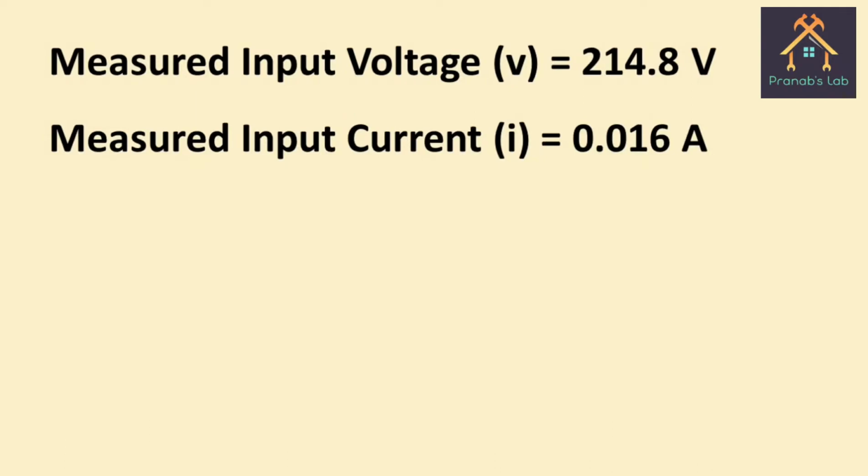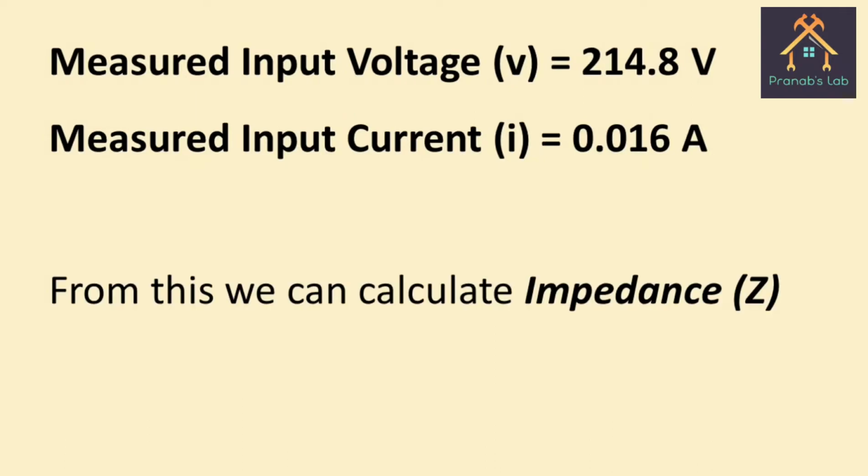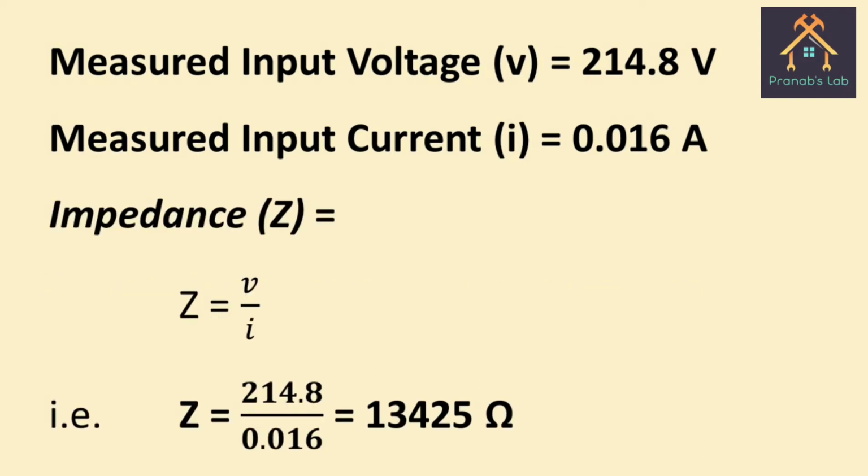Now you can see we have already measured the input voltage and input current, and from this we can calculate the impedance of the coil, and that is 13.425 kilo ohm.